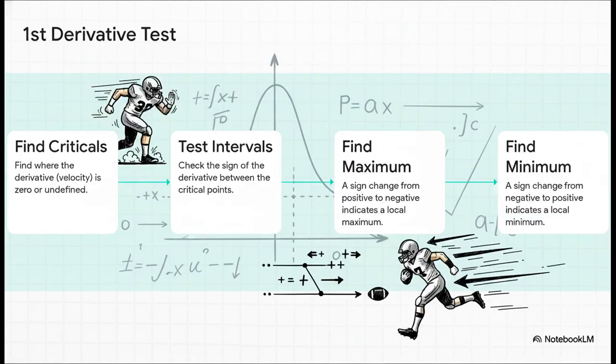And the playbook for finding these moments is called the first derivative test. It's actually pretty straightforward. First, you find all the critical points. These are moments where the player's velocity is zero, like when they stop to change direction, or where it's undefined, like that sharp cut we talked about. Then, you just check what's happening on either side. If their velocity goes from positive to negative, boom, you found a local maximum, like hitting top speed right before they start to slow down.